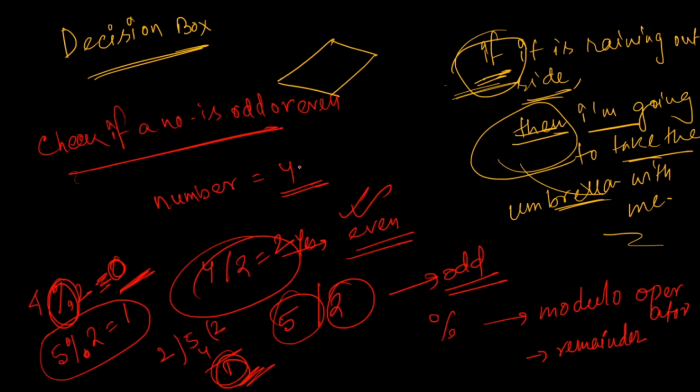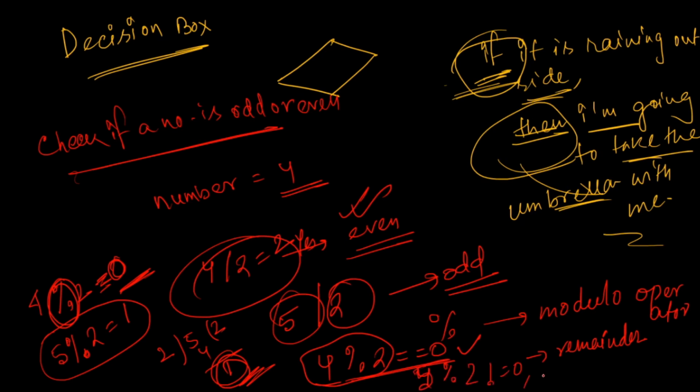And we can use this to check even or odd. If 4 modulo 2 equals 0, it means there is no remainder, so 4 is divisible by 2, then it is even. Else if 5 modulo 2 is not equal to 0, then we can say it is odd, because 2 is unable to divide 5 without any remainder.